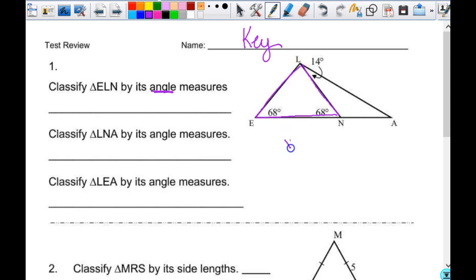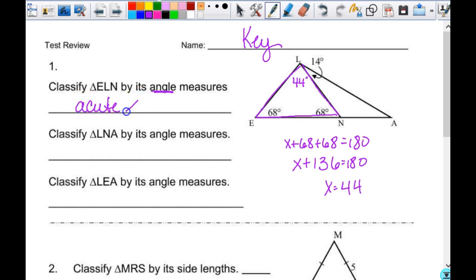So if I don't know that one, I can say x plus 68 plus 68 equals 180. So x plus 136 equals 180, which means x equals 44. Okay, so 44 degrees there. And so to classify it by its angle measures then, all three angles are acute, so that is an acute triangle.